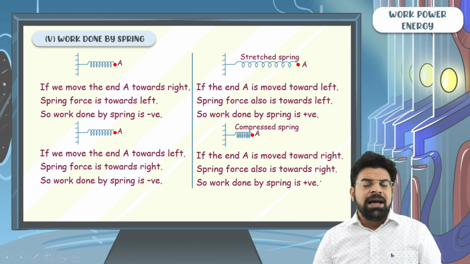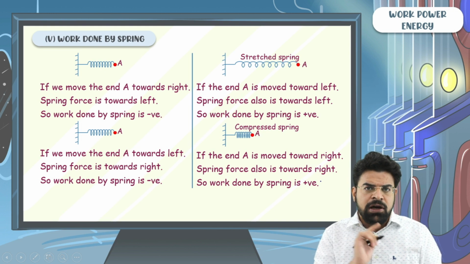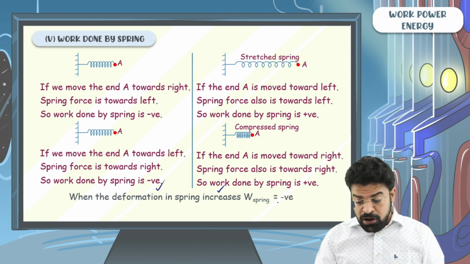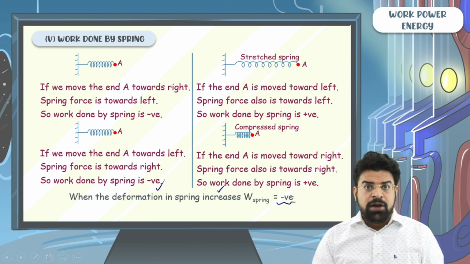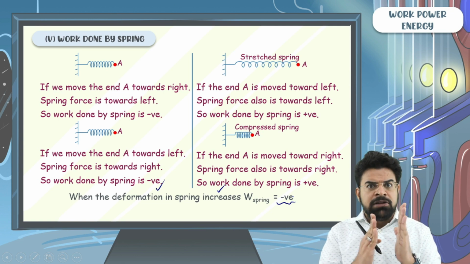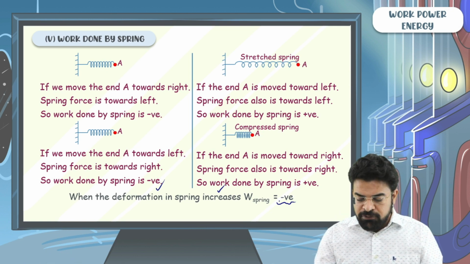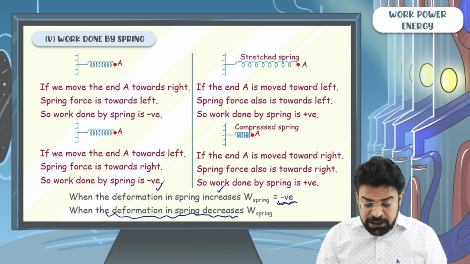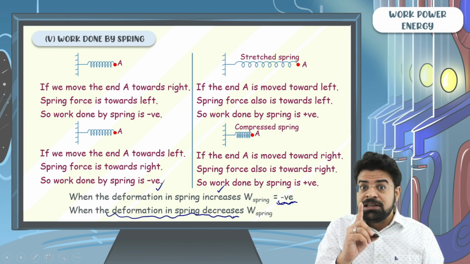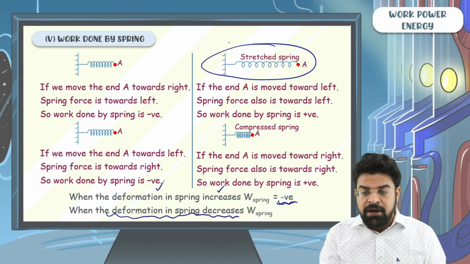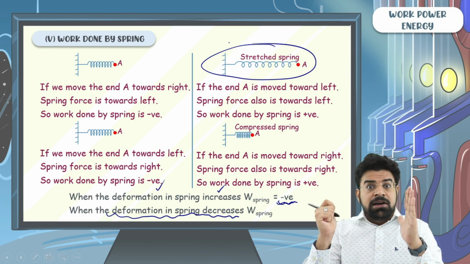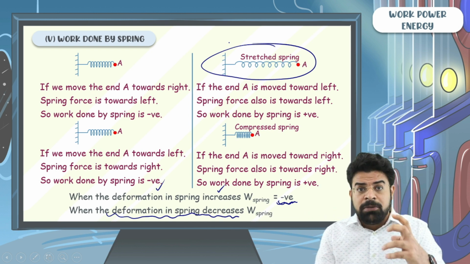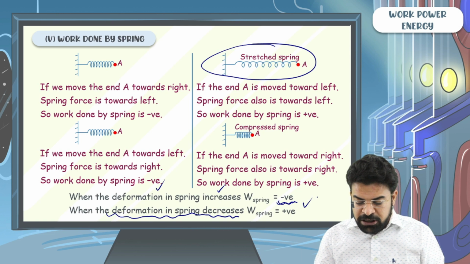So I say one simple statement that a child should understand, which is this: when the deformation in the spring increases, work done by spring is negative. So if you have a compressed spring and you compress it further, you are increasing the deformation, then the work done by spring is negative. And when the deformation in the spring decreases, for example, let's say you have a stretched spring and you are bringing it back to the natural length, then the work done by spring is positive.